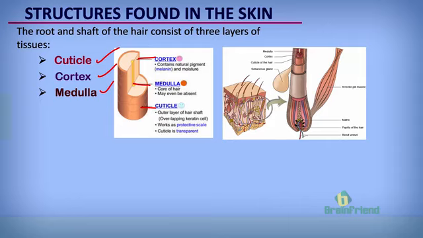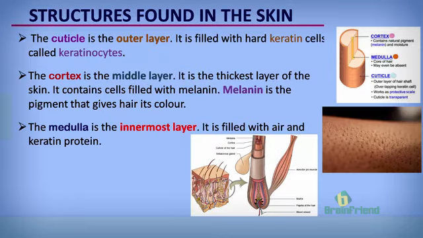inner layer. The cuticle, which is the outer layer, is filled with hard keratin cells. Remember, in this case, these keratin cells are dead. So they are also called keratinocytes because they are cells that secrete keratin. The cortex, which is in the middle, is the thickest layer of the hair. It contains cells that are filled with melanin.